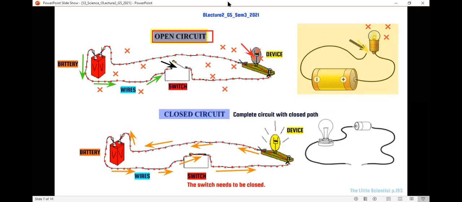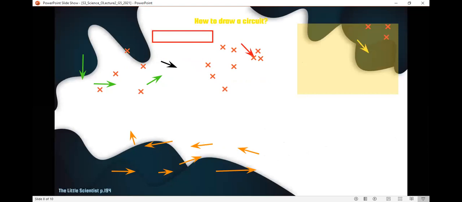Look at this one. Another example. Open or closed? Open. It is open. Look right here. The electrons cannot flow, so the light bulb is off.